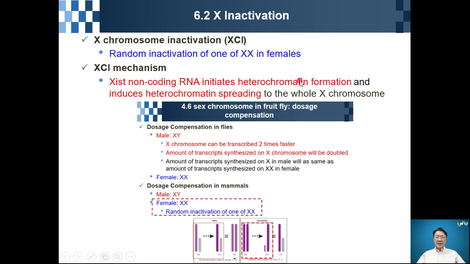Okay, so in this slide, I will briefly cover the XCI mechanism. The Xist non-coding RNA initiates heterochromatin formation, and this Xist non-coding RNA also induces heterochromatin spreading to the whole X chromosome. So this is the XCI mechanism. But we will see some detailed mechanisms from the next slide.